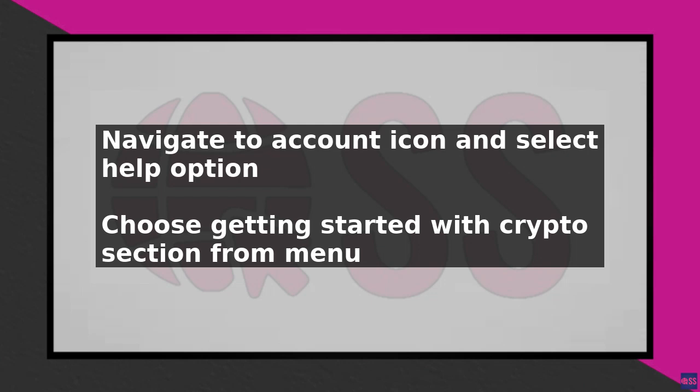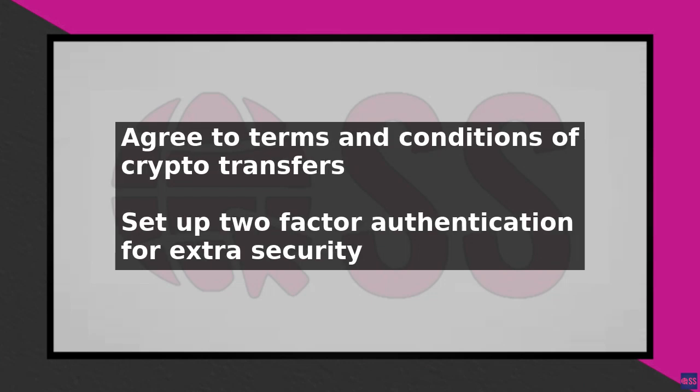You will be required to agree to the terms and conditions of crypto transfers on Robinhood. After agreeing to the terms, you will be prompted to set up two-factor authentication to add an extra layer of security to your account. This can be done using the Authenticator app or SMS. Once two-factor authentication is set up, you will be able to find the crypto transfer option under the account icon.